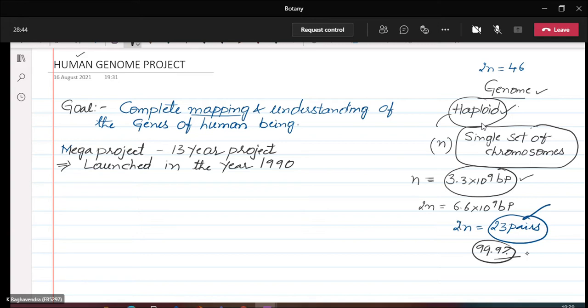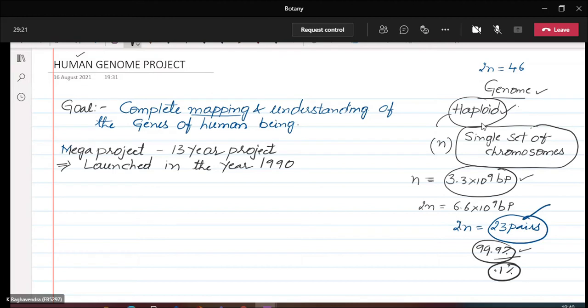Now, taking this particular 0.1% difference into consideration, what do we understand? In what way is it going to be helpful? It is going to be helpful in identifying the characteristics of one individual and comparing them with another individual. So the two human individuals are different. They show variations because of the difference of 0.1% in nucleotide sequence.